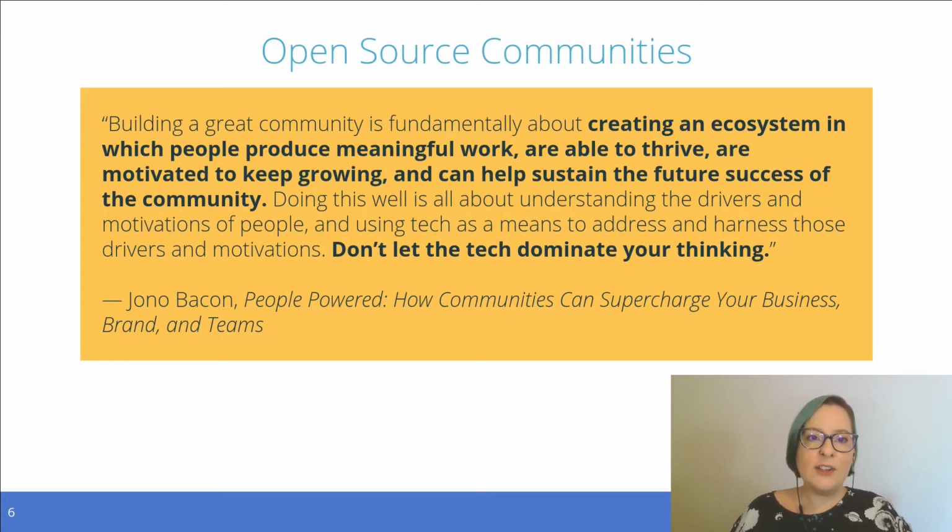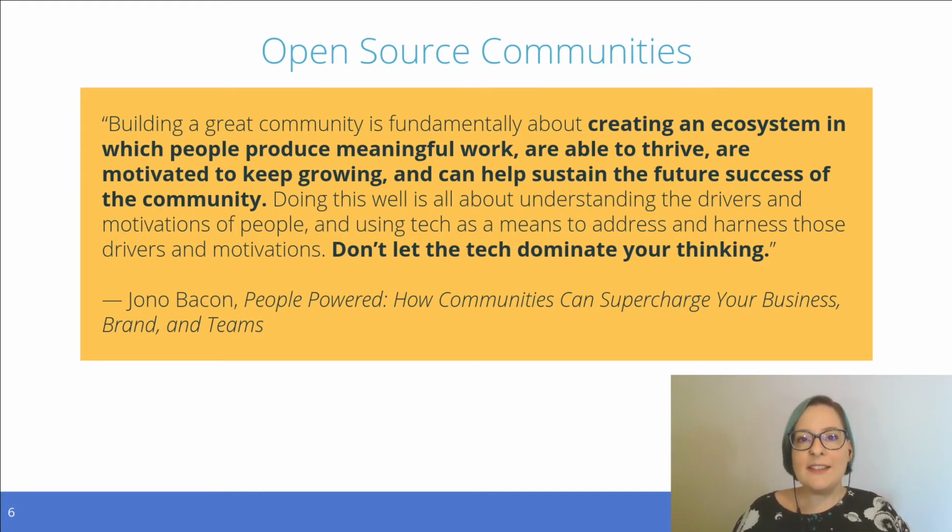I'm bringing here a quote that I like a lot from John Obacon in his book People Powered: How Communities Can Supercharge Your Business, Brands, and Teams. The quote says, "Building a great community is fundamentally about creating an ecosystem in which people produce meaningful work, are able to thrive, are motivated to keep growing, and can help sustain the future success of the community. Doing this well is about understanding the drivers and motivations of people and using tech as a means to address and harness those drivers and motivations. Don't let the tech dominate your thinking."